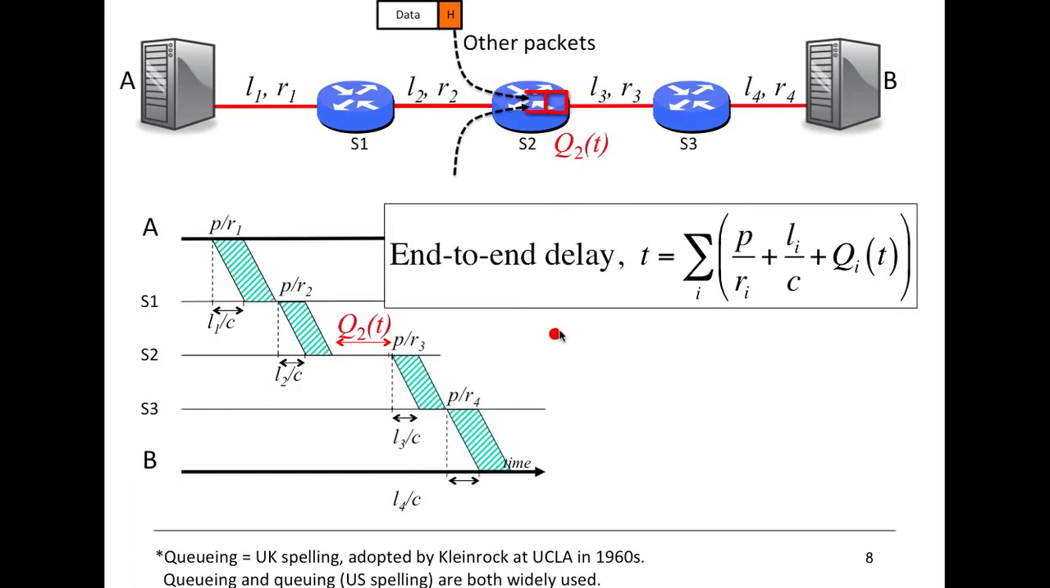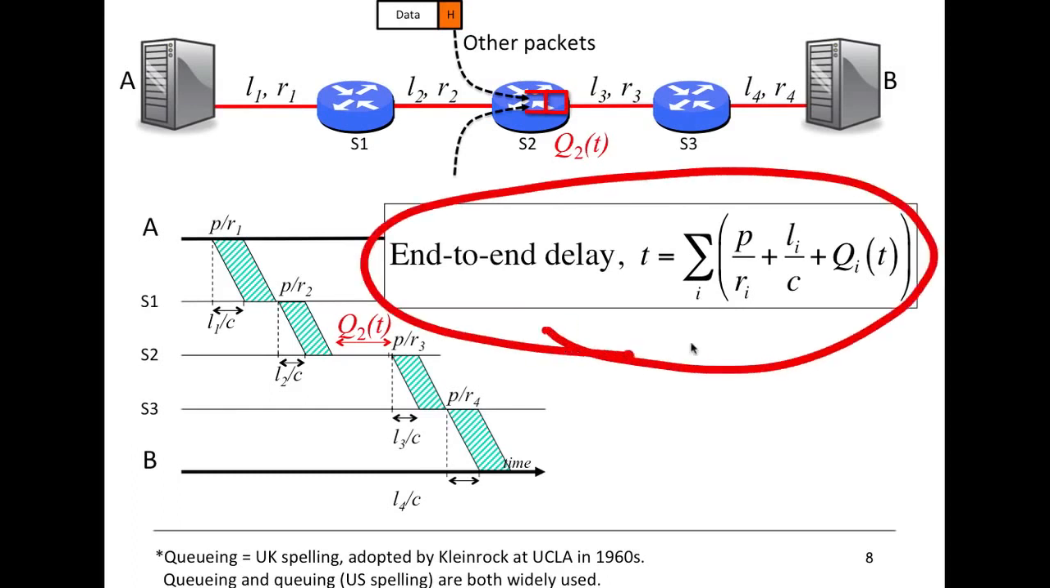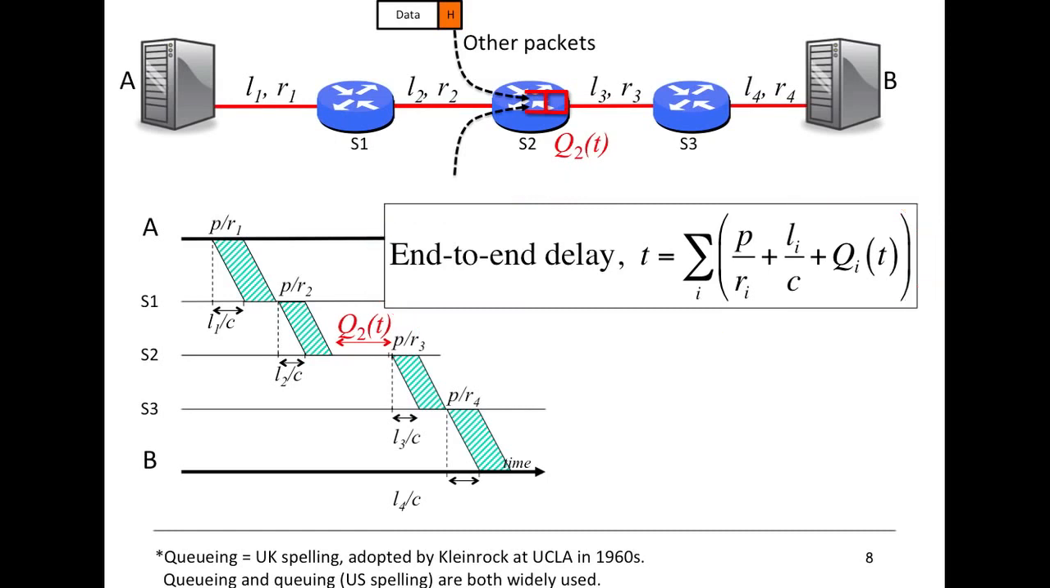So in summary, here's our overall expression for the end-to-end delay. It's taking into consideration the queuing delay at each packet switch along the way. It's really important to remember that the queuing delay is unpredictable. It depends on the traffic sent by other users in the network.